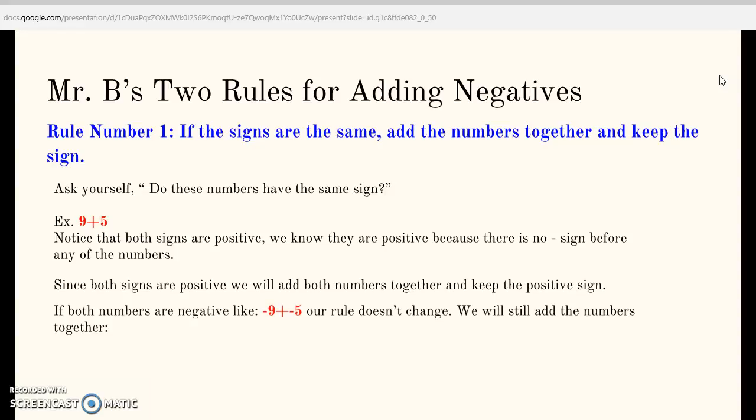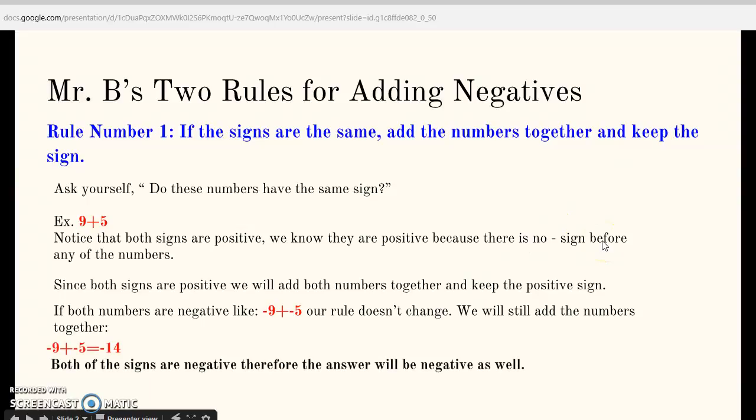If both numbers are negative, like minus 9 plus minus 5, or negative 9 plus negative 5, there's a minus sign in front of it, which is attached to the number, showing us that both numbers are negative and they both have the exact same sign, our rule will not change. We'll still add the numbers together. Negative 9 plus negative 5 equals negative 14. Both of the signs are negative, therefore our answer will be negative as well.